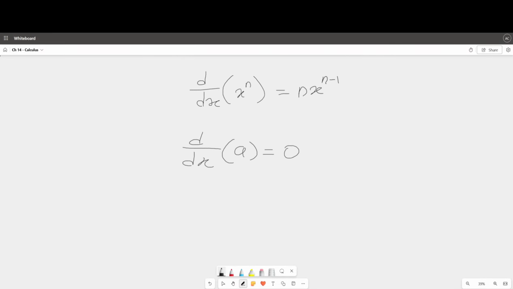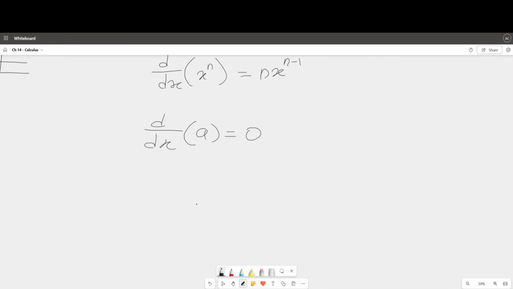Well, if you were to look at the graph for some line y is equal to a, you can see that its gradient is actually 0, and that is what the derivative is. So, the derivative of any constant is 0.